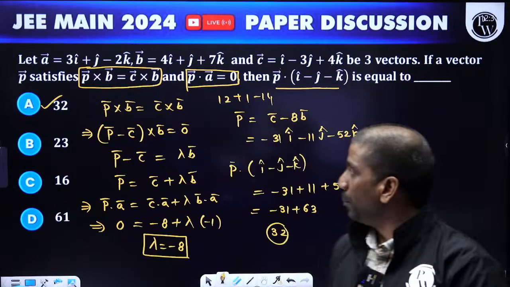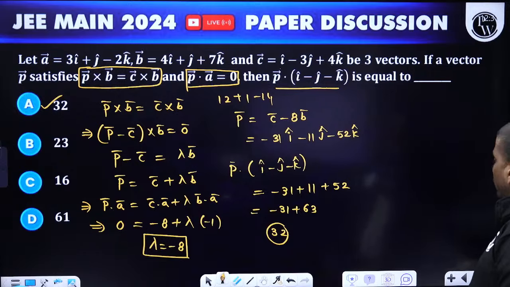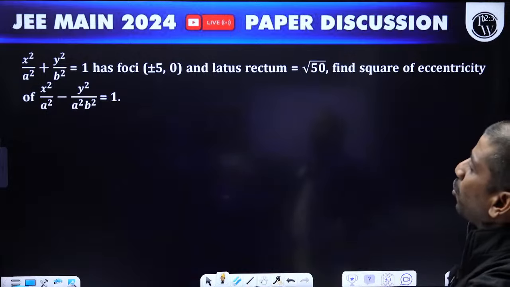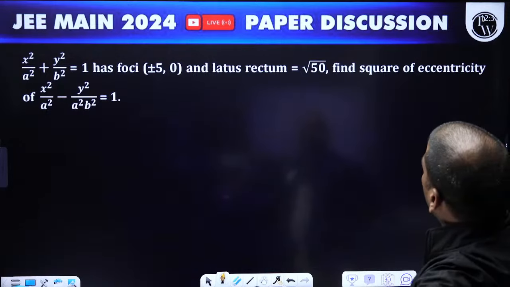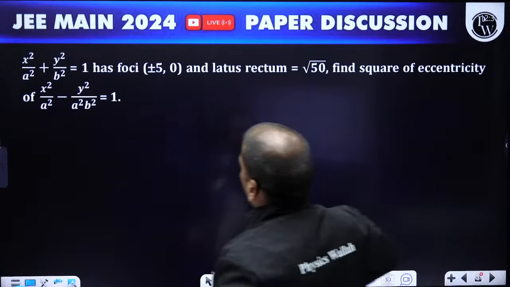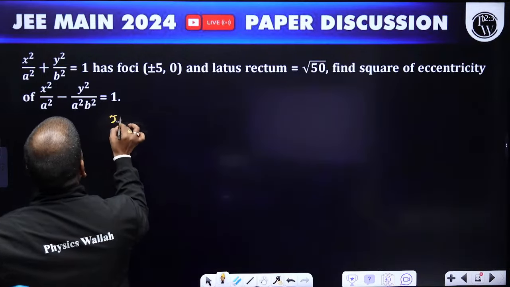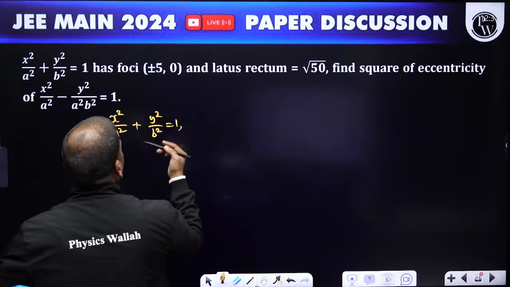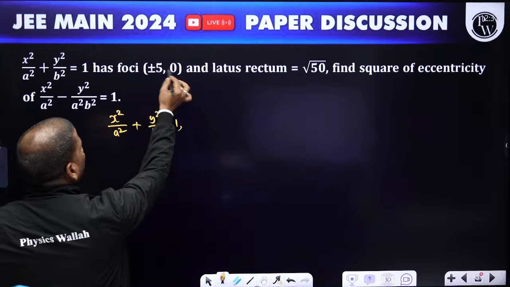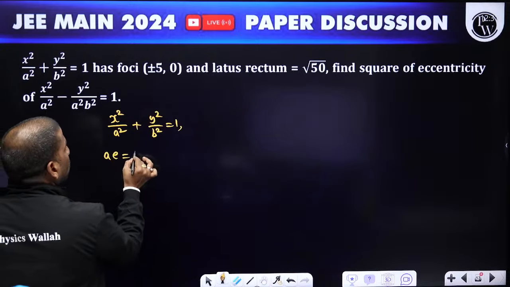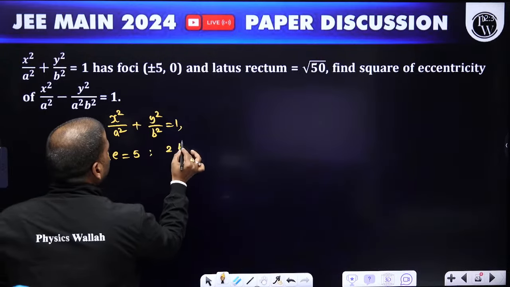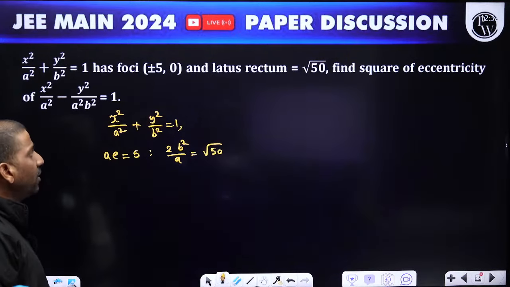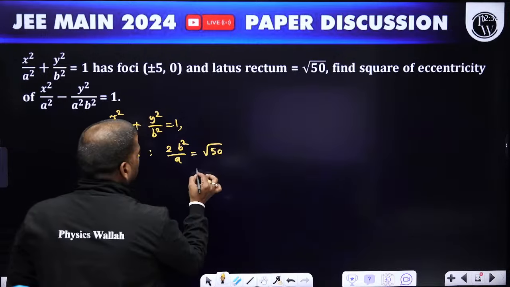Question is given based on parallel vectors. So this is the next question. Now this is a geometry question from foci and latus rectum only. Find the square of eccentricity of... Okay, what is the first one? First one is the ellipse, X square by A square plus Y square by B square equal to 1. Foci is plus or minus 5, so AE is equal to 5. And latus rectum is 2b square by A. We must know these values. Root 50, so root 50 means 5 root 2.